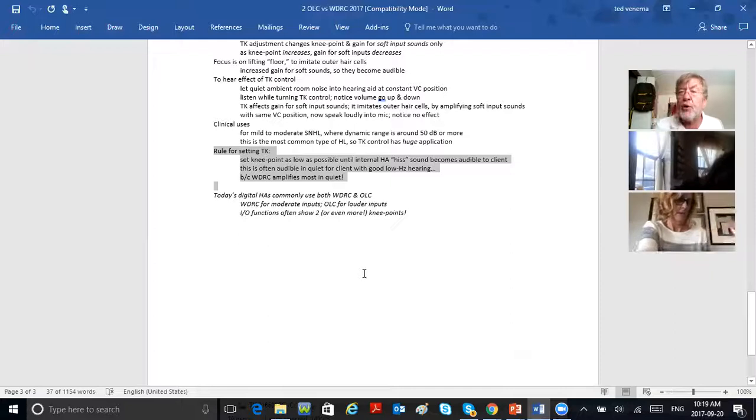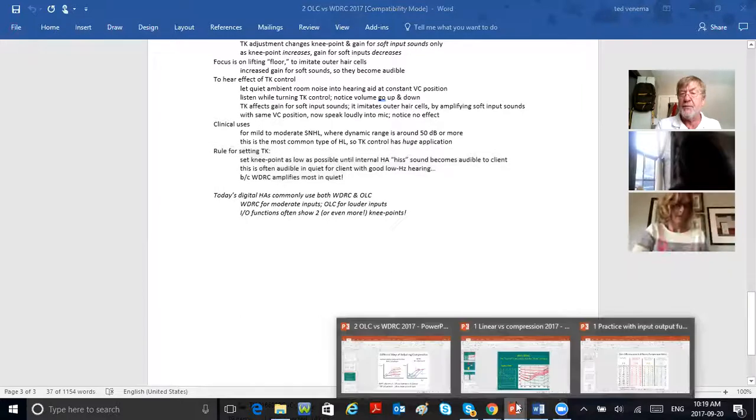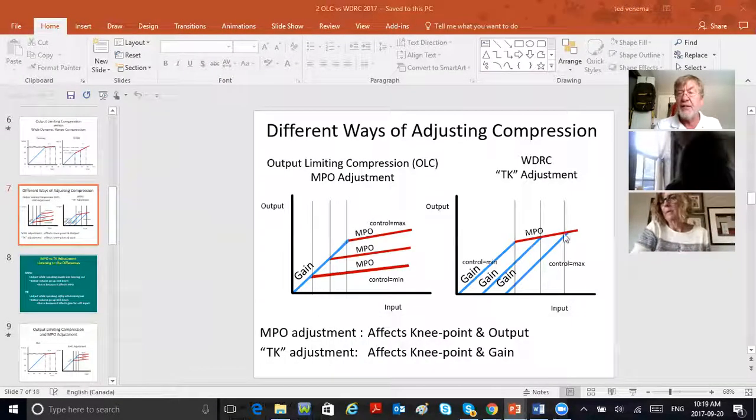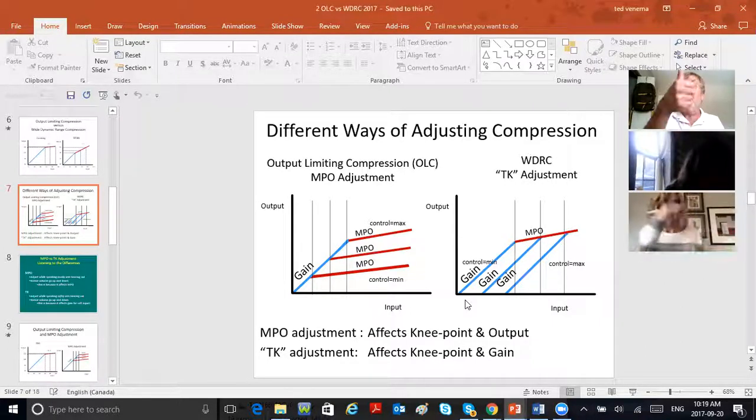And now let's look at the word low. What do you mean, set it as low as possible? Look at the graph. Set the knee point as low as possible. Remember, as your gain lines go left, your gain is going up. So the lower the knee point on WDRC, the greater the gain for soft inputs. So never get confused about low and think, oh, that means softer. No, a low knee point on WDRC means more gain for soft inputs.